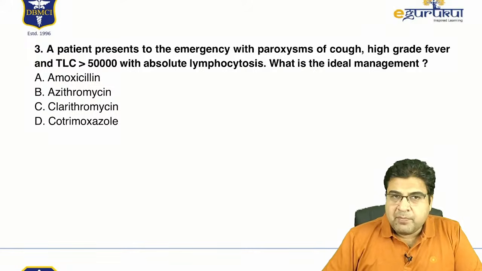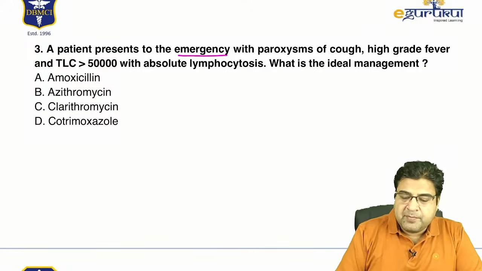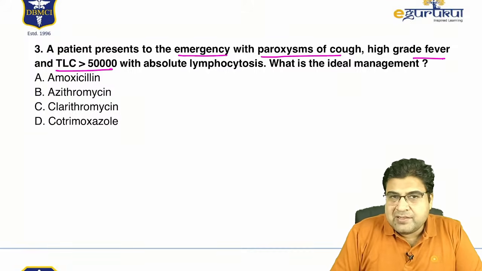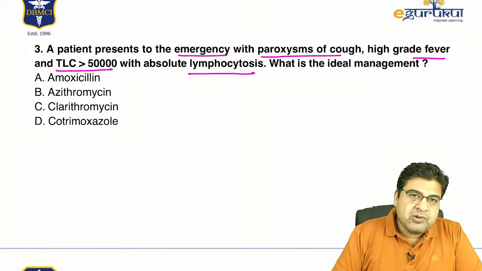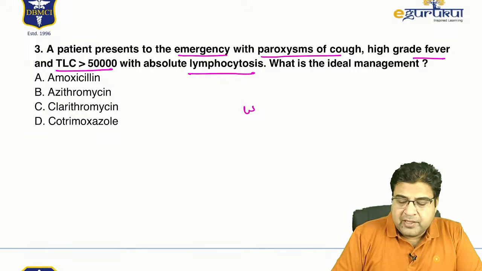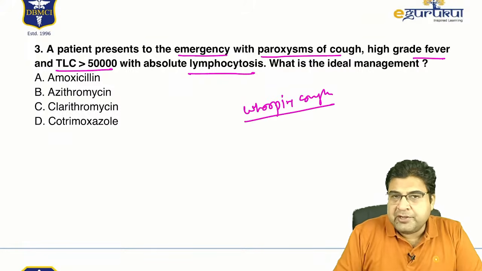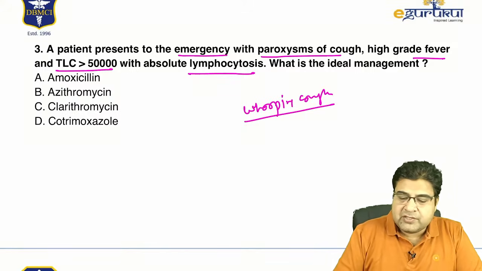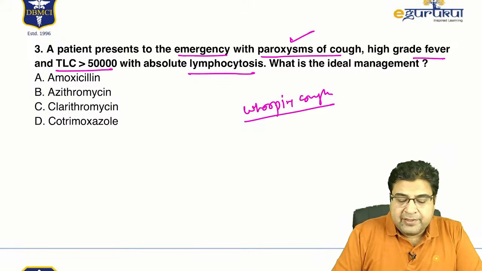Now question number three, a patient presents in the emergency department with paroxysm of cough and fever, and the patient's TLC count is very high, where the lymphocyte count is particularly high. What is the ideal management of this patient? This patient is suffering from whooping cough, caused by Bordetella pertussis infection. That's why there is a paroxysm of cough and high-grade fever.